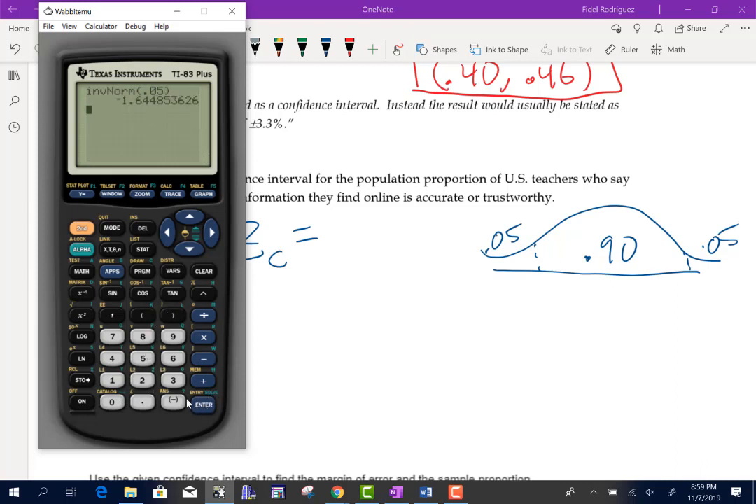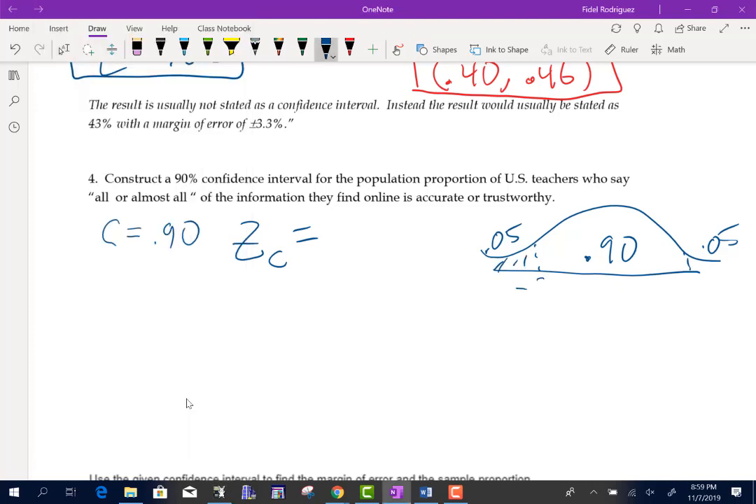Yes, because think about it this way. Since we did this piece right here, this one is always going to be the negative one, and this one will be the positive one, right? So we came up with 1.64. If you would have gone to 3 decimal places, would it have been 1.645? Okay. And so this one would have been 1.645.